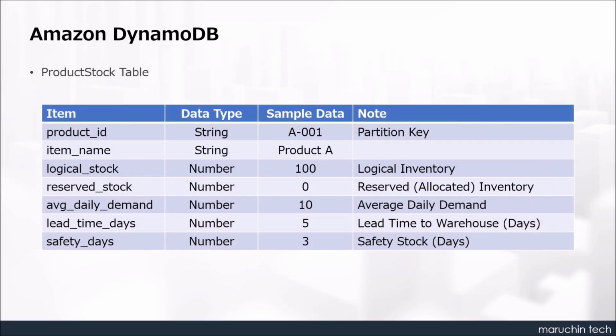This is the product stock table we will create in this course. We will set product_ID, a unique string, as the partition key. The other items are set as attributes. Item name is defined as a string, while other items like inventory counts and the lead times are defined as numbers.